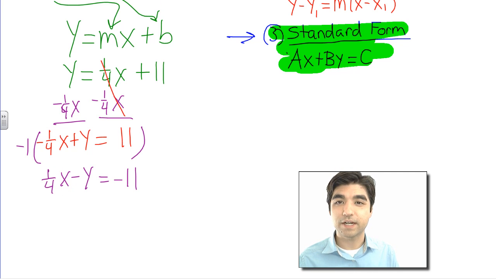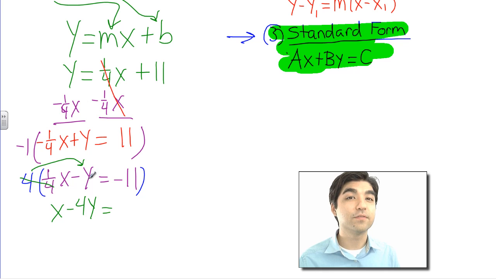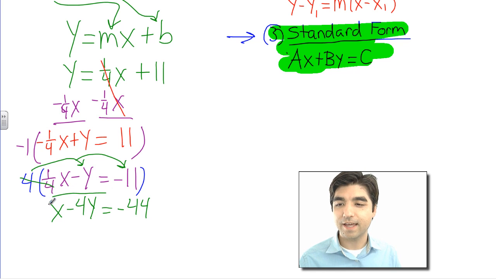So in order to get rid of that fraction, we're going to take everything times 4. And why you do that is that the 4's cancel out when you multiply 4 times 1/4. So then you just have x. So then you got to take 4 times negative y, which equals negative 4y. And then you take 4 times negative 11, which equals negative 44. And that is the answer for that one.